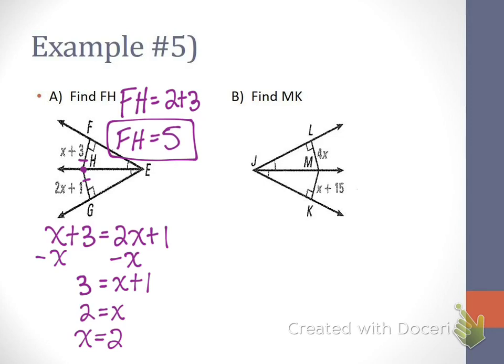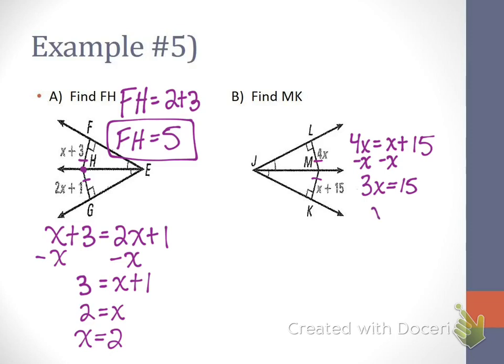Questions about 5 letter A? All right, on to 5B. Again, we have an angle bisector. M is equidistant from those sides. So what is my equation? 4x equals x plus, I think that's a 15. Okay. To solve it, I need to subtract x on both sides. What does that leave me with?